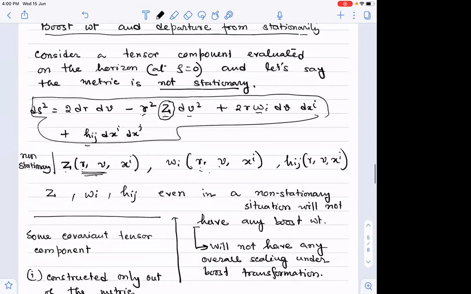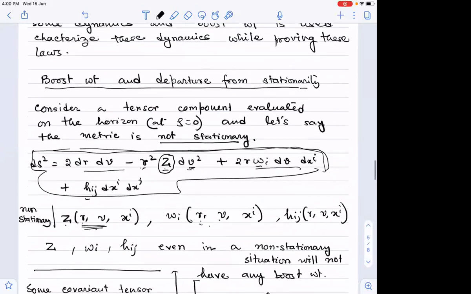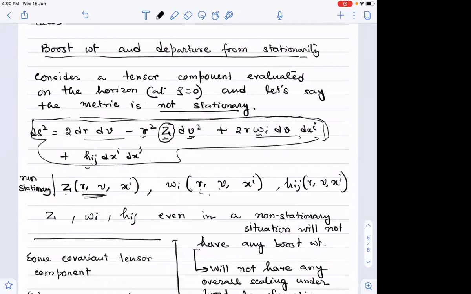I think so, because as long as you have a horizon, you can construct this coordinate system. So you can always choose a gauge where the metric will come to this form, where dV is the null affine parameter along the null generators of the horizon. Then in the most general case, omega I, Z, and Hij are functions of all R, V, and Xi. So this is the most general metric possible.